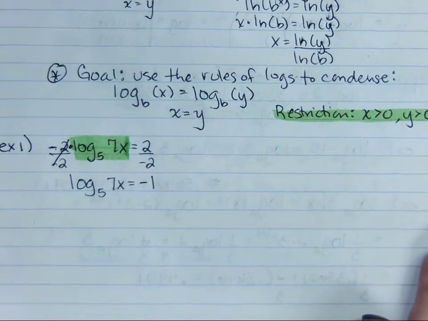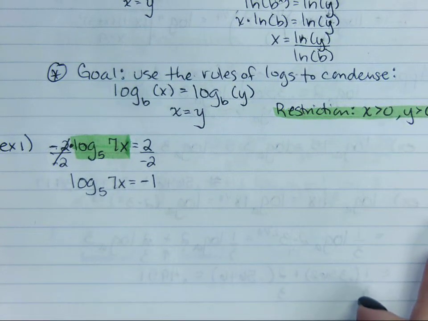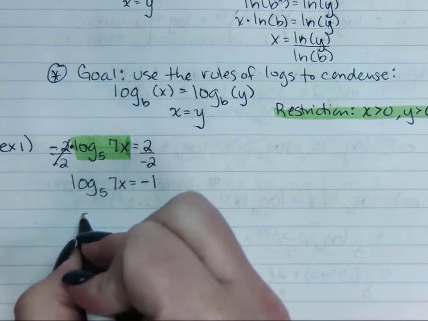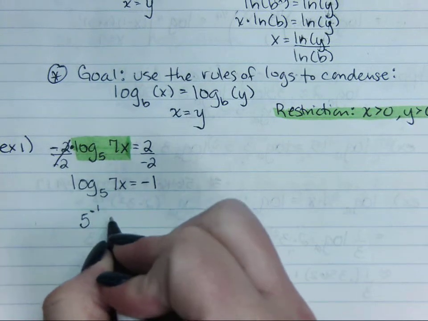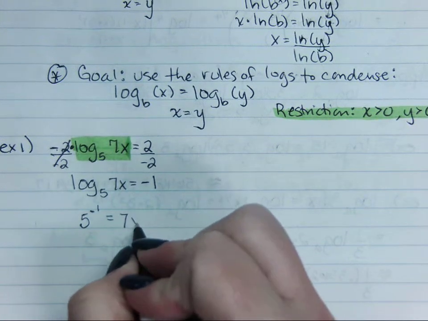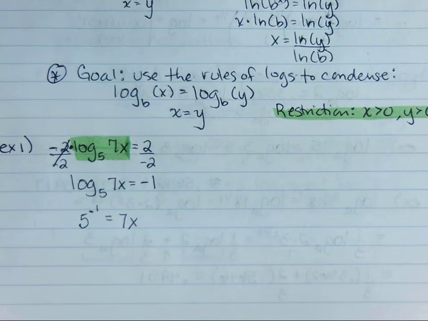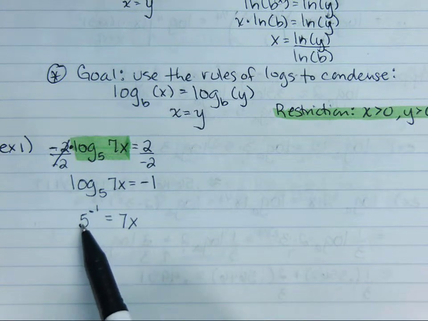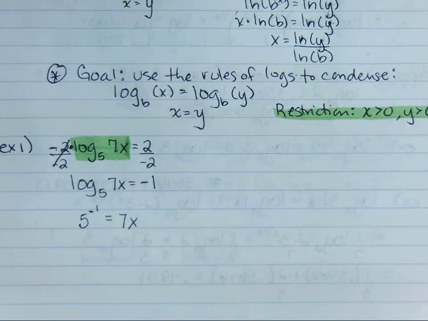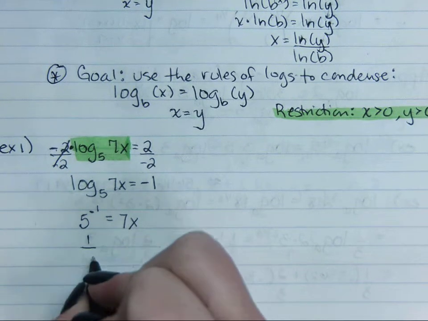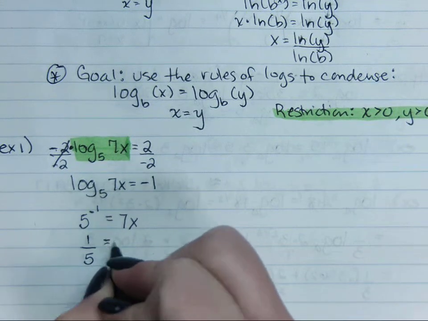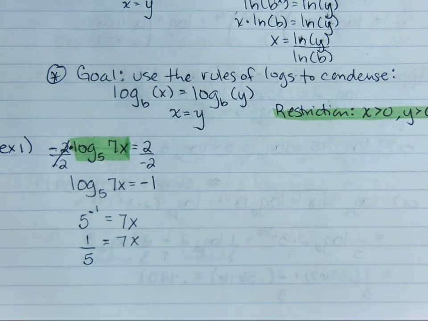And now we can use our exponential notation for this. So 5 to the -1 power equals 7x. Again, that's changing this log into exponential form. And this 5 to the -1 power, again, a negative exponent means the base is on the wrong side of the fraction bar. So this is really 1/5 is equal to 7x.